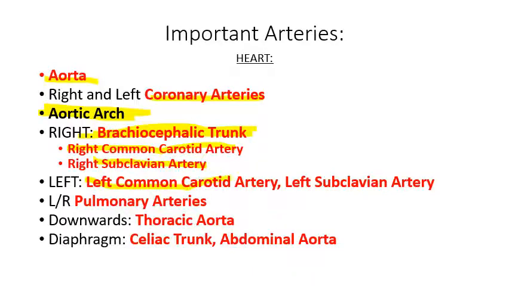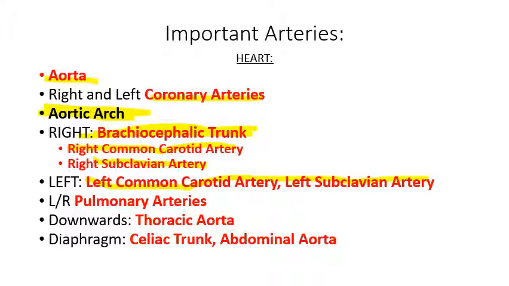The left common carotid artery and the left subclavian artery come directly off of the aortic arch. Right, so the arteries that come off of the aorta are not symmetrical. They're not the same on the left as they are on the right, and I'll show you a picture of that in a minute. Okay.